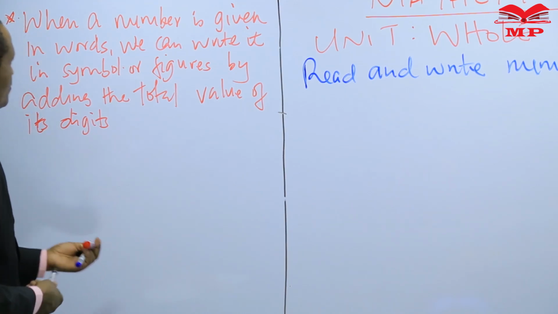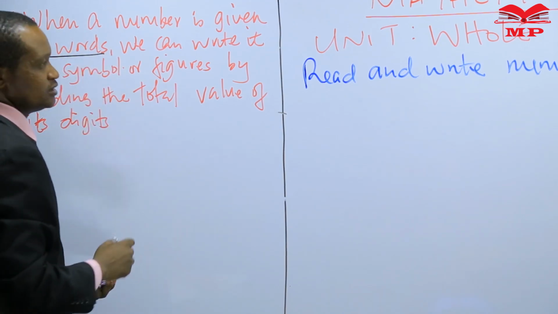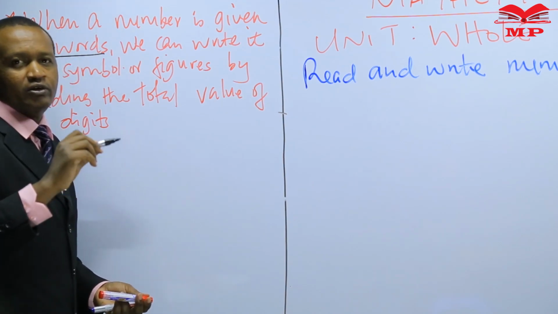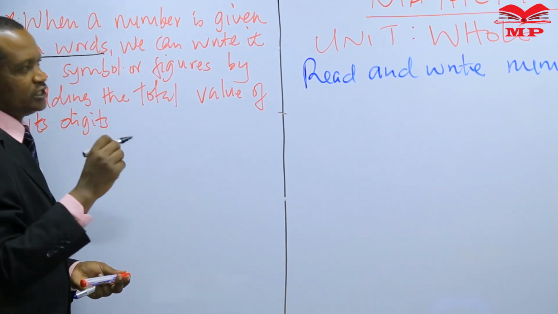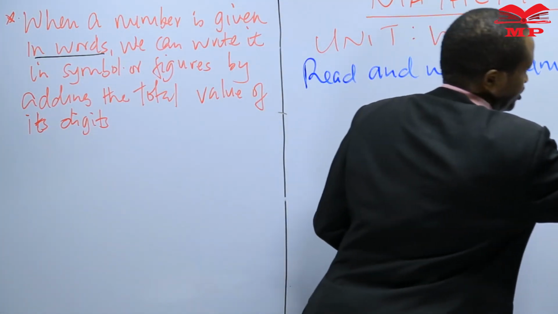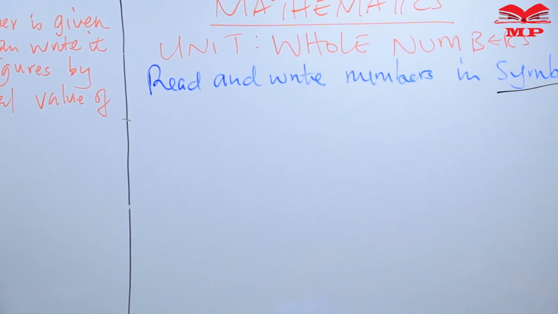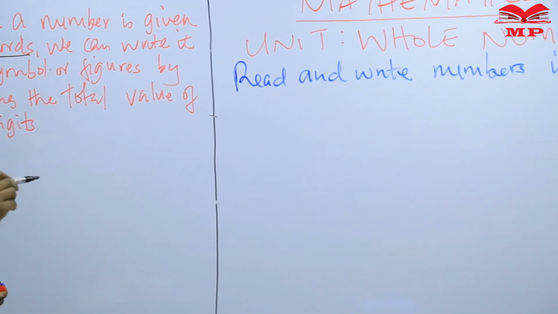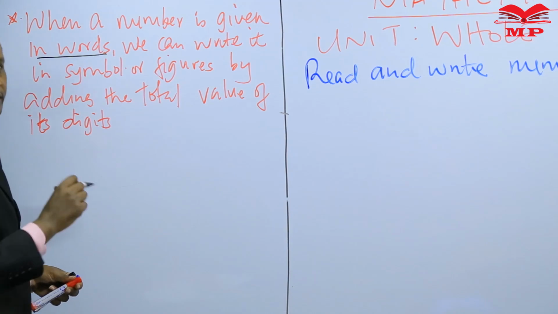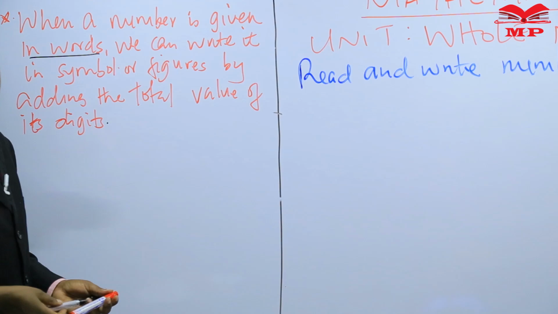I repeat, when a number is given in words, how do you write that number in digits or in symbols? We are learning how to read or write numbers in symbols. How do you do it? When a number is given in words, we can write it in symbols or figures by adding the total value of its digits.